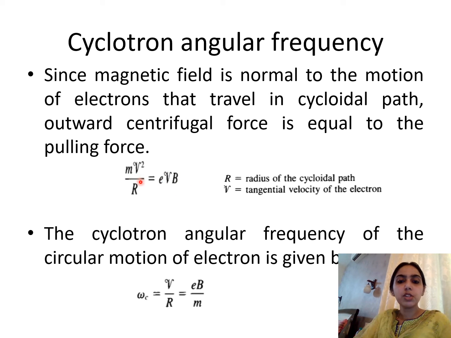So we can write mv²/r is equal to evB, where v is the tangential velocity of the electron. As we have already seen, we can express it in terms of both the radial and the angular coordinates, and r here represents the radius of the cycloidal path. Now we know the cyclotron angular frequency of the electron can be given as ωc is equal to eB/m. Now from this expression eB/m can also be written as v/r. So ωc is equal to v/r, which is equal to eB/m.